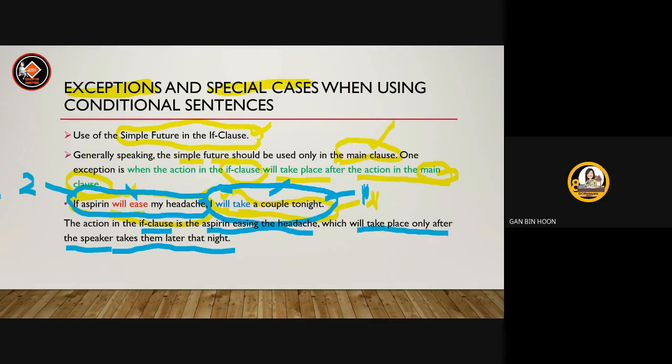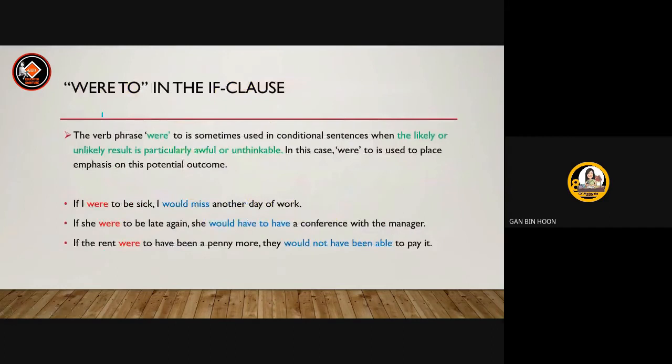Okay? So don't worry about this. I just tell you, you do not want to remember this, is okay. But the next one is important, okay? Tadi kita tanya kenapa she were and I were, right? This is the answer. Ini penting ya. Were to in the if clause. The verb were to is sometimes used in conditional sentences when the likely or unlikely result is particularly awful or unthinkable.